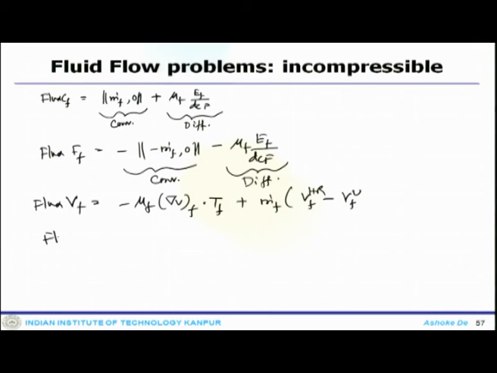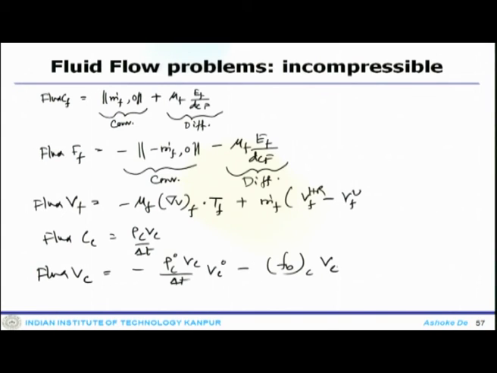and we can compute the other two terms, which are C_c equals rho_c V_c by delta t, and flux_Vc equals minus rho_c naught V_c by delta t minus C V_c. So, this is how we calculate the individual terms, and we will stop here today and take it up from here in the next class. Thank you.